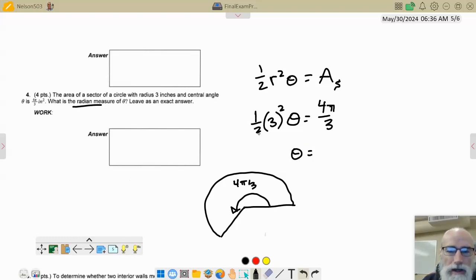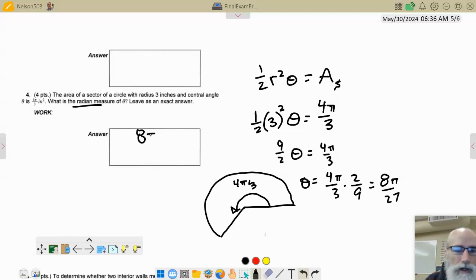So we got 9 over 2, right? Let's do a little work here. 9 over 2 times theta is 4 pi thirds. And then let's multiply by 2/9. So if I multiply 4 pi thirds by 2/9, I get 8 pi over 27. All right. So that formula is pretty useful on this problem, isn't it?